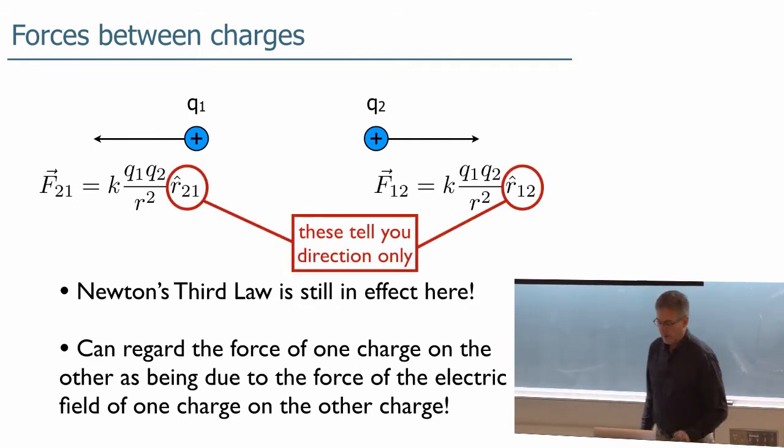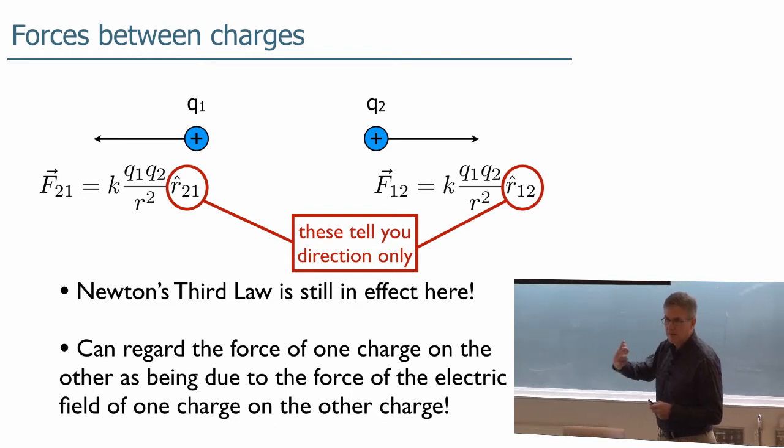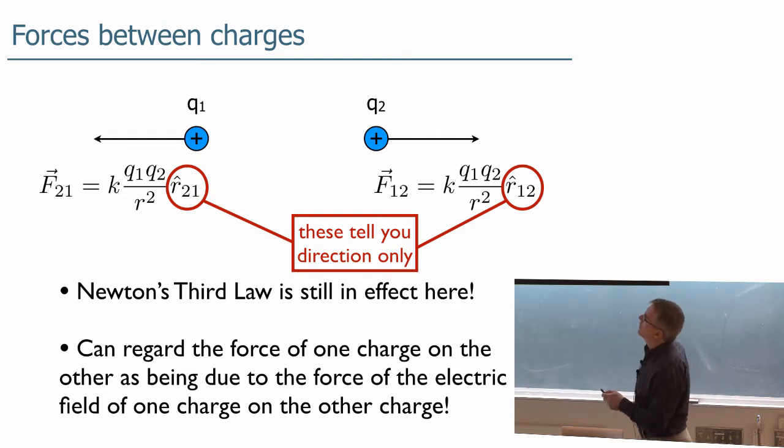And I'd like to emphasize, though, that these R's with a little hat on them carry no units of distance. They're dimensionless. They're just a direction in space. Even though it looks like, Professor Conway, why do you have R in the numerator? Doesn't it cancel the R in the denominator? No. This is a completely different mathematical object from the R here. This is a distance squared. This is just a direction in space.